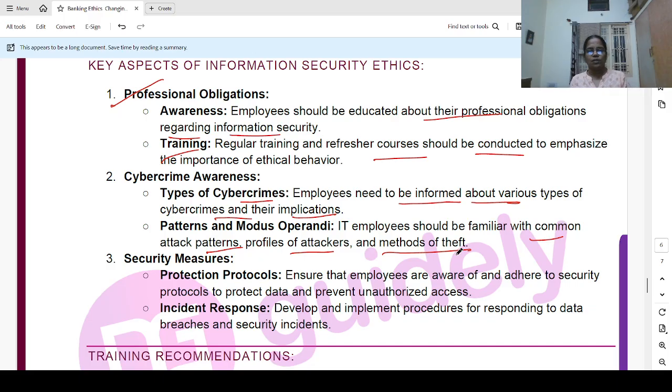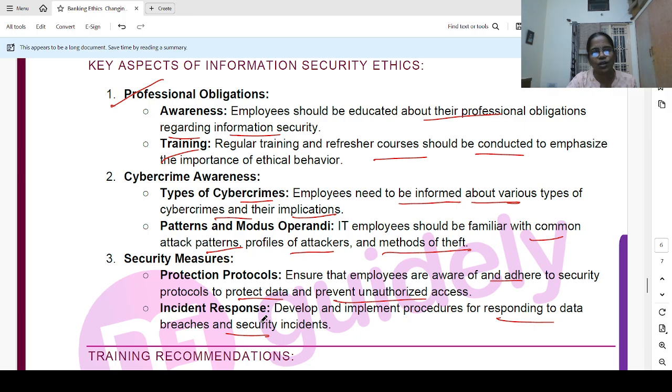Security measures, to protect the protocol: ensure that employees are aware of and adhere to security protocol to protect data and prevent unauthorized access. Incident response: develop and implement procedures for responding to data breaches and security incidents. So these are all the key aspects of information security ethics.